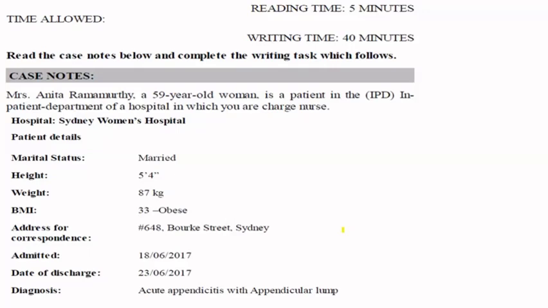Then the address for correspondence means how she can be contacted, because this is a home visit, so this may be useful information. But we'll wait. She was admitted on this date, discharged on this date. What was the diagnosis? She was diagnosed with acute appendicitis with appendicular lump. This is her primary problem, but we are not writing anything related to this, right? We are writing for diabetic management, I guess.